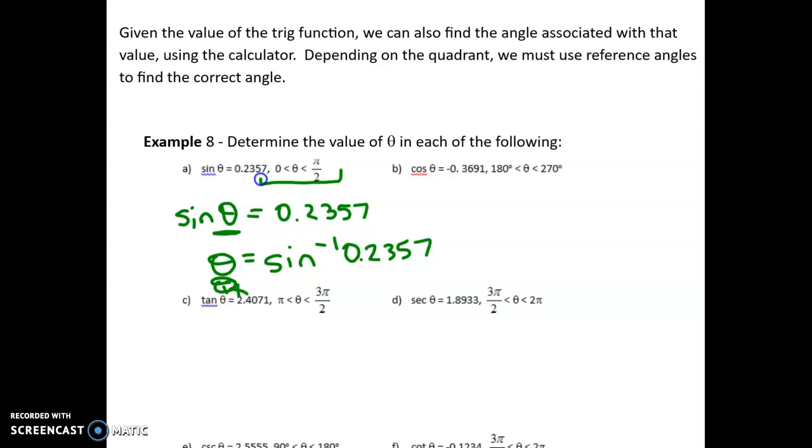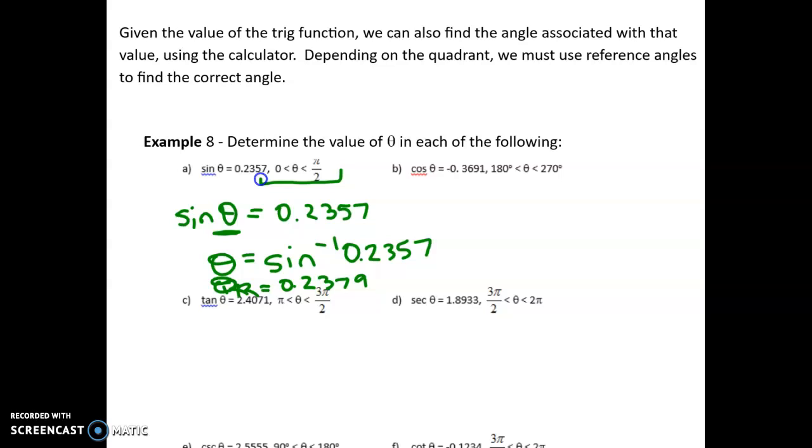So what is my reference angle here? 0.2379. Were we supposed to be in radians? Yes, 0.2379. So this again is the reference angle.